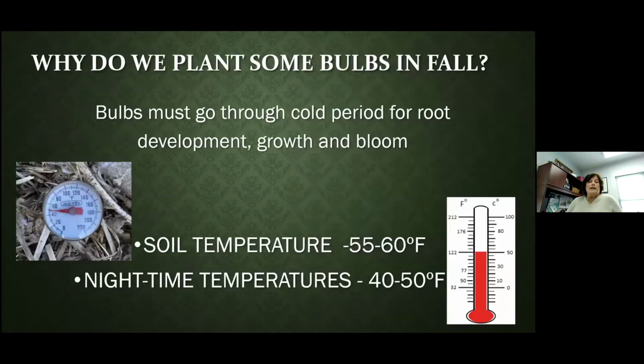So why do we plant these bulbs in the fall? Well, the bulbs must go through a cold period for root development and for growth and for bloom. For best practices, the soil temperature needs to be between 55 and 60 degrees Fahrenheit, and nighttime temperatures around 40 to 50 degrees Fahrenheit. So you can see that right now, this past week, we're in prime time if you wanted to plant some bulbs.